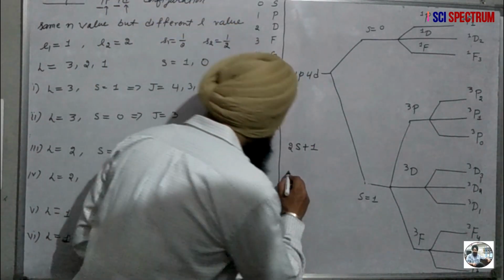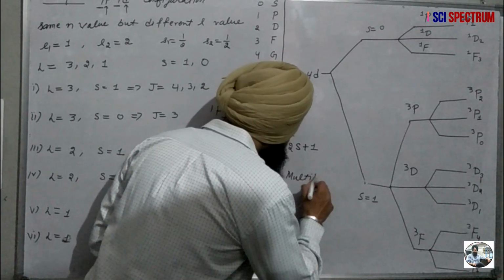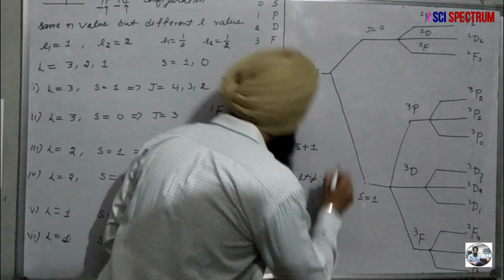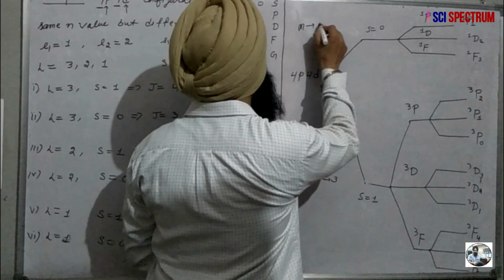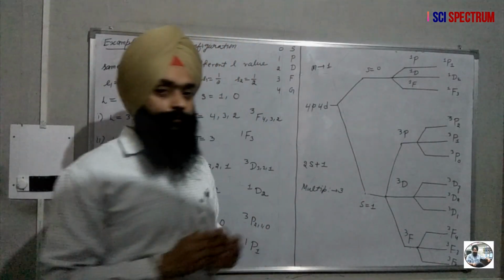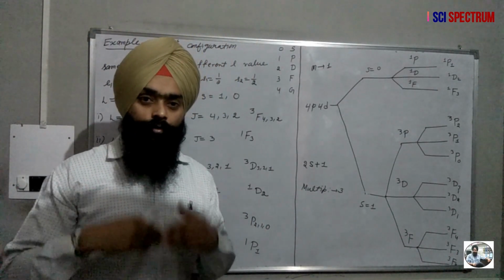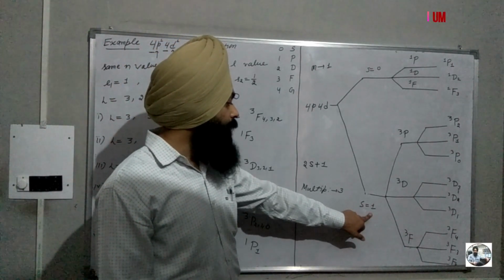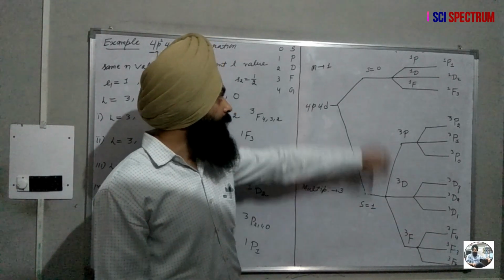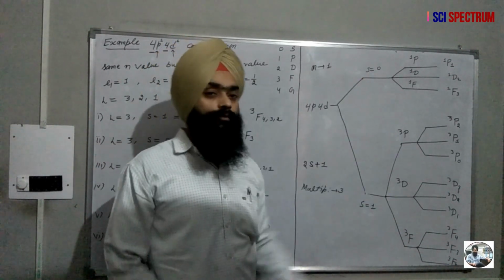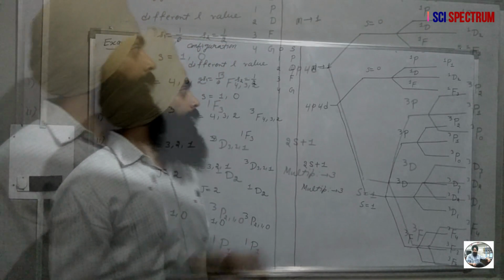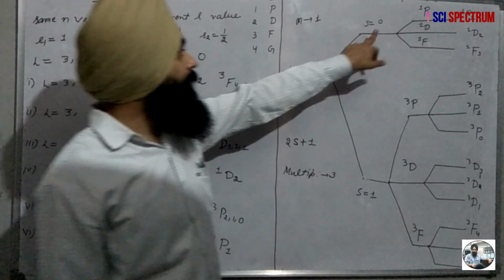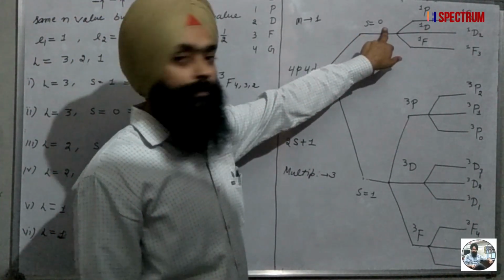Here the multiplicity is 3. Here the multiplicity is 1. So those term values having higher multiplicity will go lower in energy. Accordingly, S equal to 1 term values are lower in energy and S equal to 0 term values are higher in energy. Now let us come to the same value of S term values.